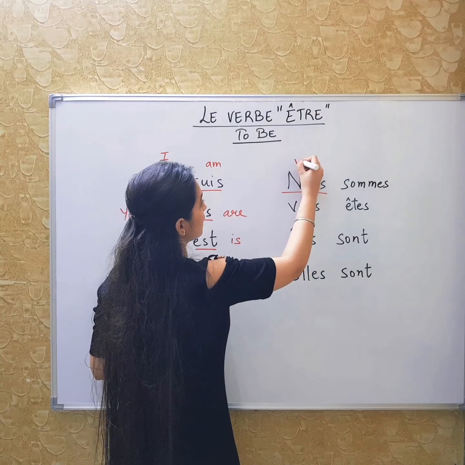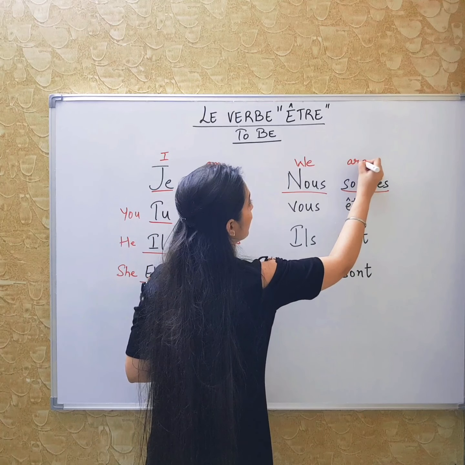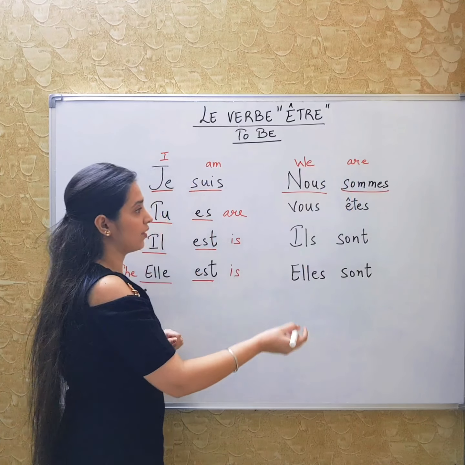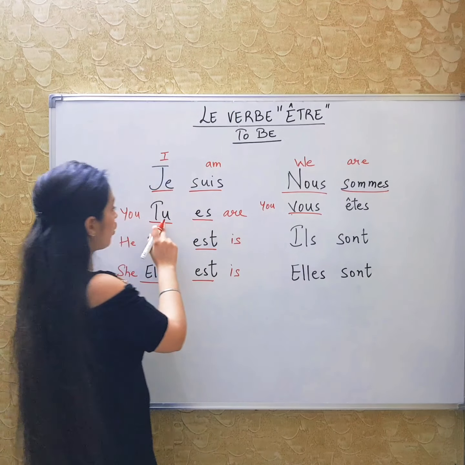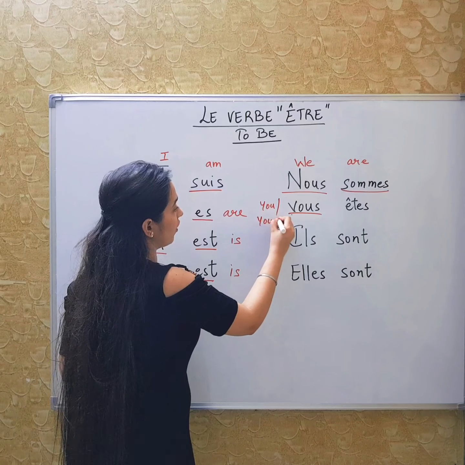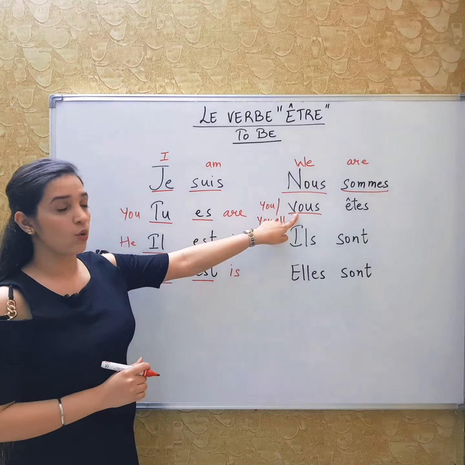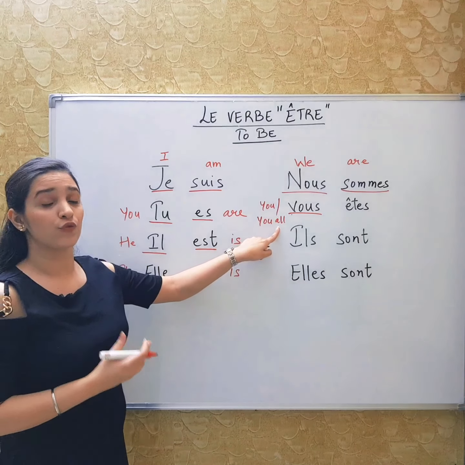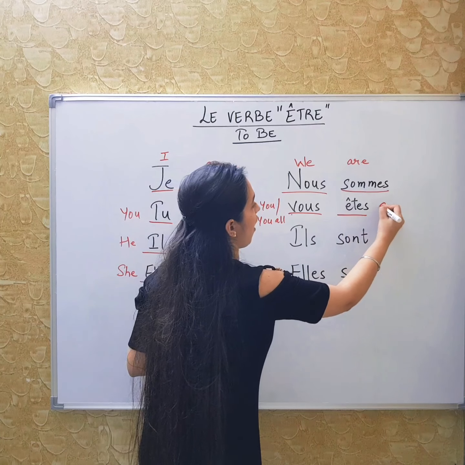Nous means we. Sommes means are. We are. Vous means you, the plural of tu. You and you all, both. This is the formal form also, and this is used for plural also, for many people. You all are.